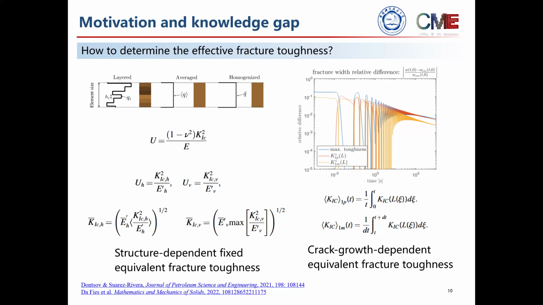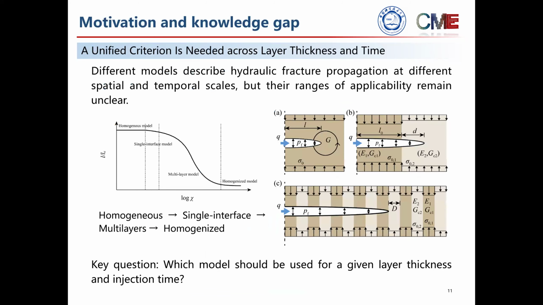So an effective toughness is not only a material label. During the transition propagation, it may depend on where the tip is, which layers have already been crossed, and how far the global fluid-fracture system has relaxed. This motivates us to look first at the transition process itself, rather than assuming a homogenization from the beginning.